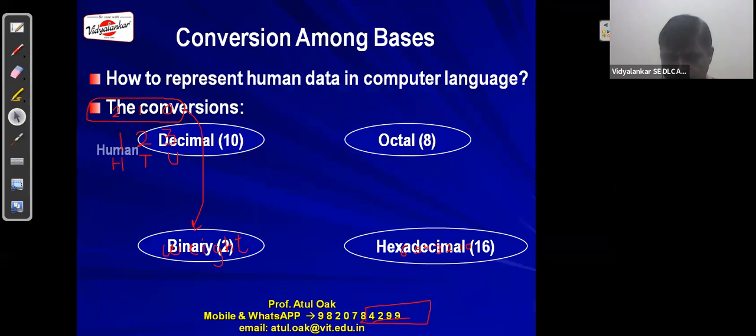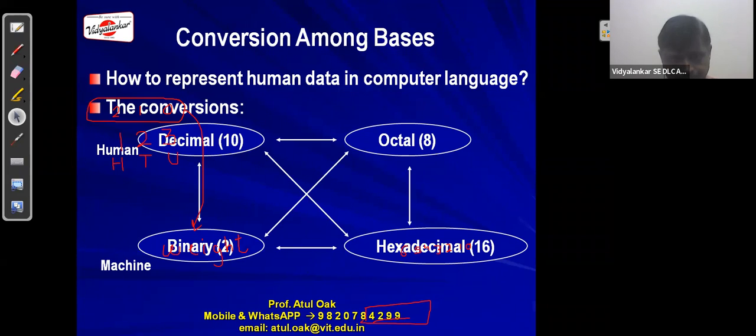Give the title. Title is Conversion between number systems. Go to the first point, point number 1.